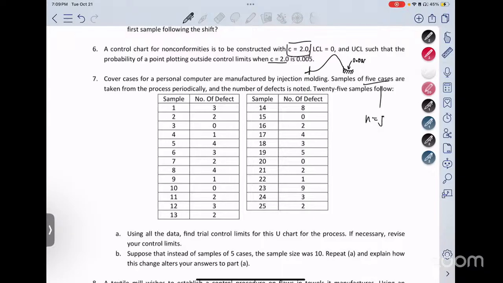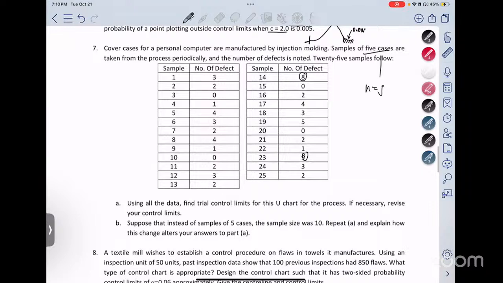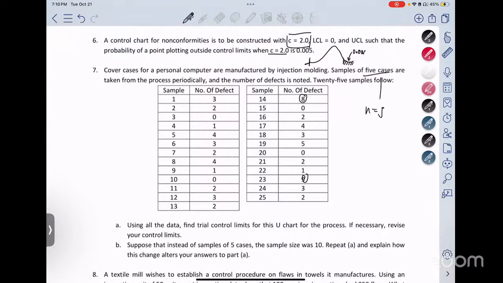So this one is obviously not about defects because you can see their numbers like 8, 9. So these are not defects. I think that's one giveaway sign that it's not. So therefore, this is about non-conformities. Recall that non-conformities and non-conforming are different, because non-conformities just mean there's something off about the product, but that doesn't mean that it's completely unusable. Same with defectives and defects. So, using all the data, find trial control limits for this U chart for the process. If necessary, revise your control limits.